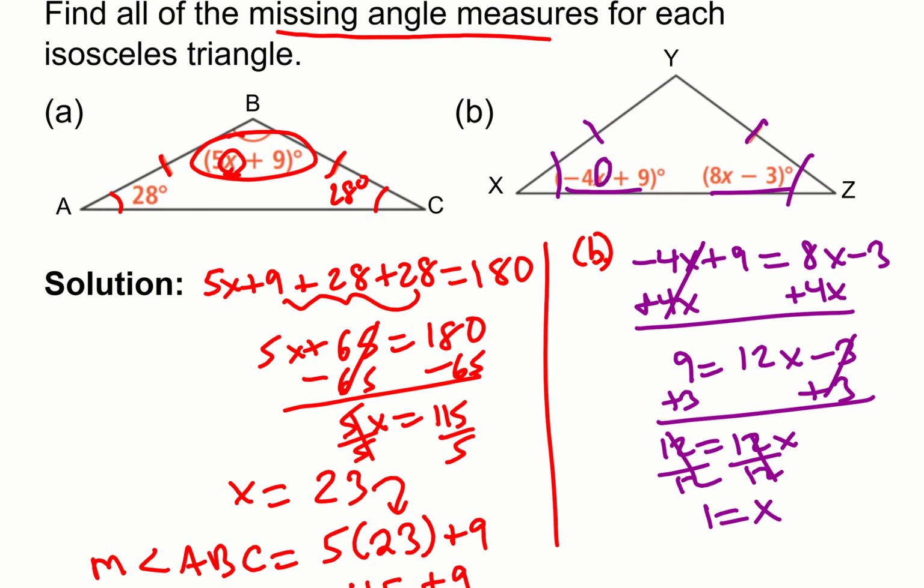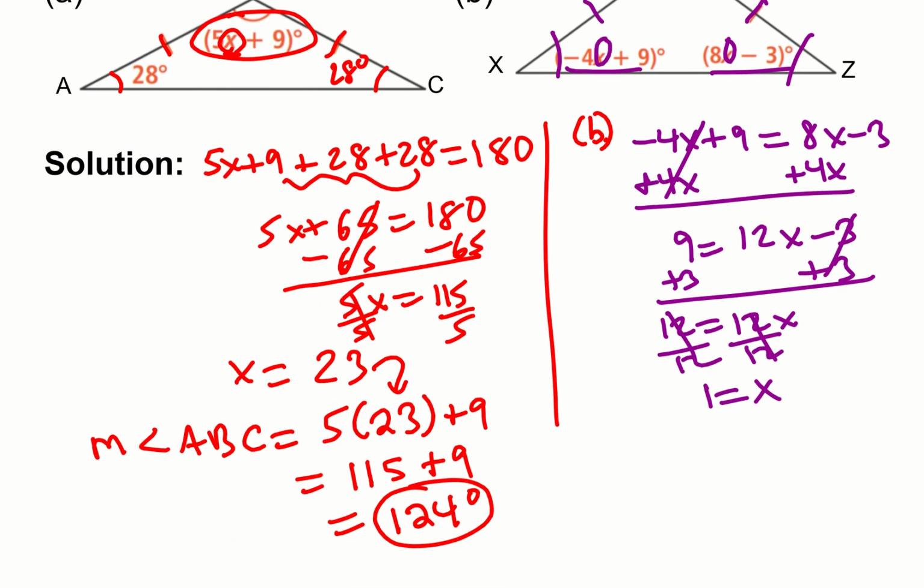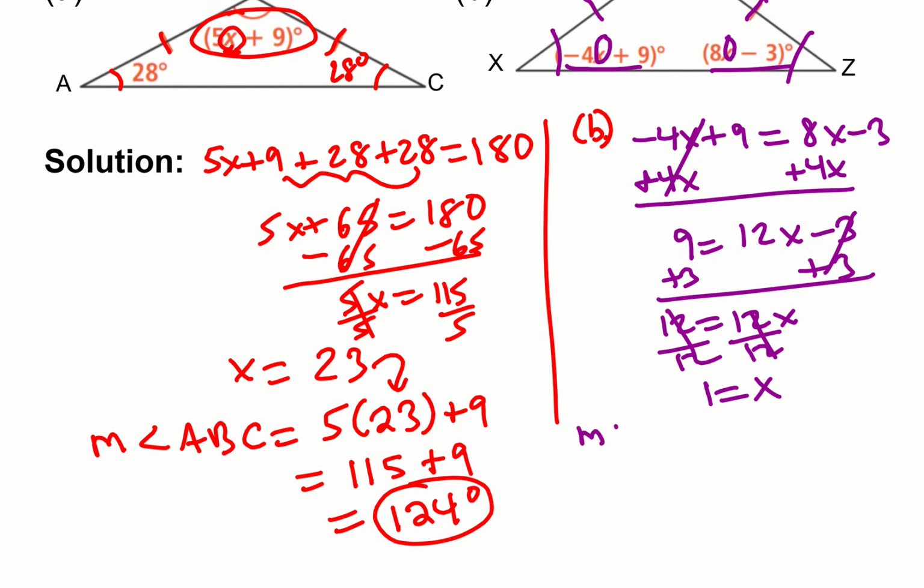We can plug in 1 into there and there. And that will give us angle YXZ, right? So let's go ahead and do that for YXZ. So the measure of angle YXZ equals -4 times x, which is 1, plus 9. So this is just going to be -4 plus 9, which is 5. So this is going to be 5 degrees. So pretty small. And then, because we know that this is 5 degrees, we know that this other angle is also 5 degrees, right?